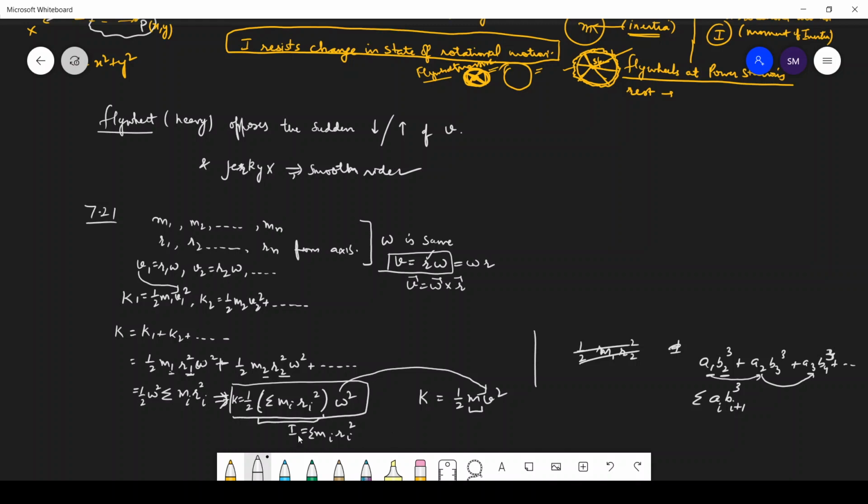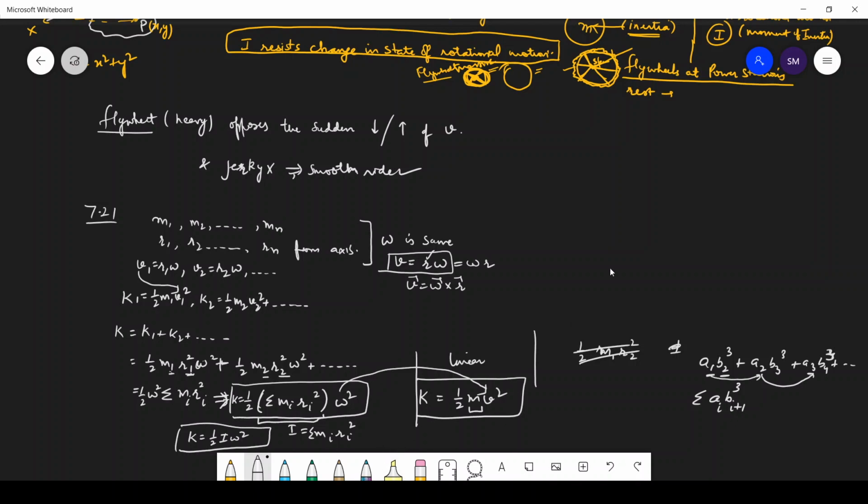Now this is the rotational kinetic energy that we have. So how do we write it? So rotational kinetic energy is equals to half I omega square. And here in linear motion, linear kinetic energy was this.